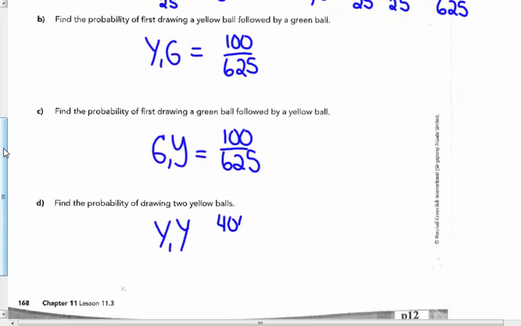So that's what we're going to be working on in class, independent events. What happens in the first event does not affect what happens the second pick or the second draw. And we'll work on this more in class tomorrow.